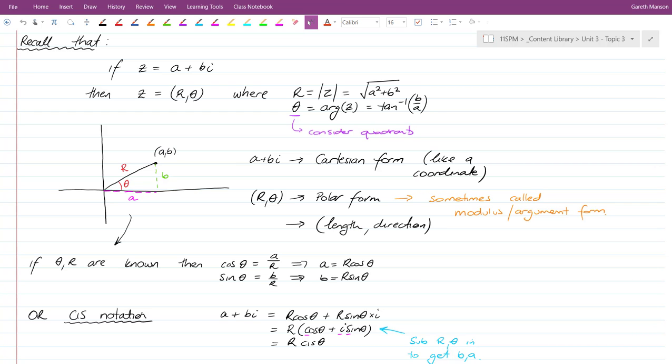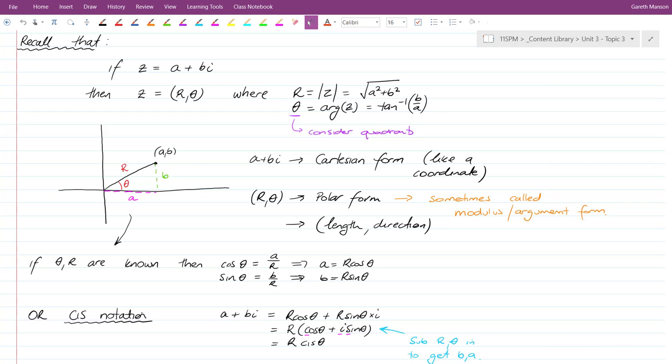And then polar form is represented as a distance and a direction. The direction denoted by the angle theta, the argument, and then r is the modulus, and that's the distance from the origin, or from the starting point of the vector, whatever that is. And there we go, length and direction. It's sometimes also called modulus argument form.